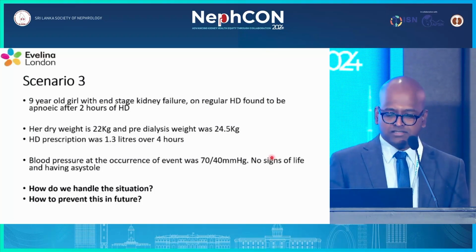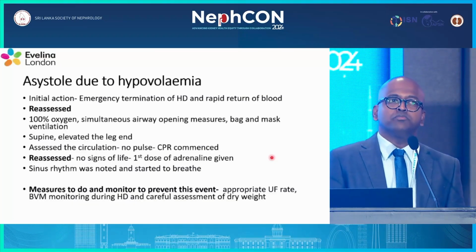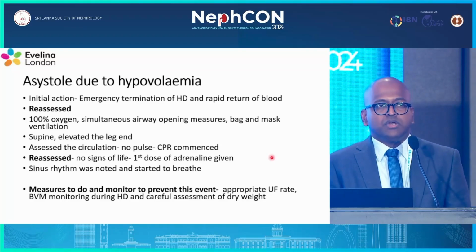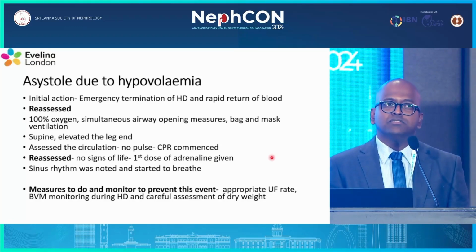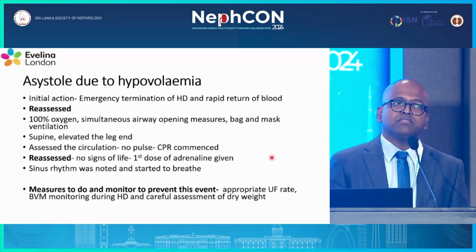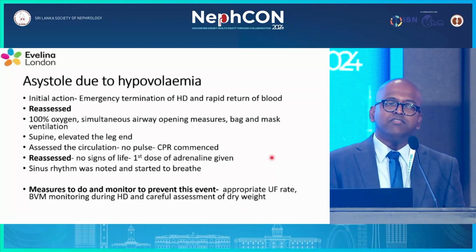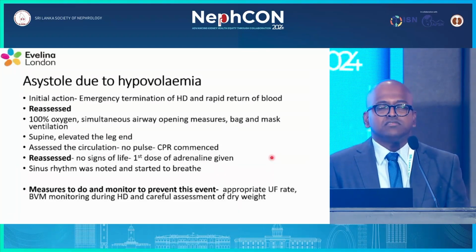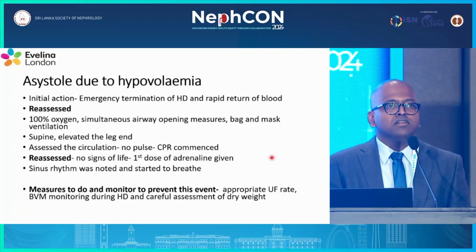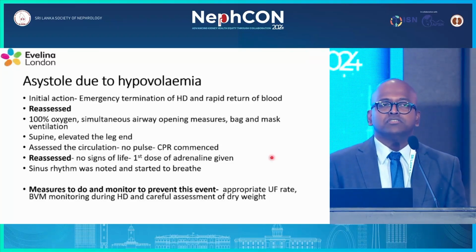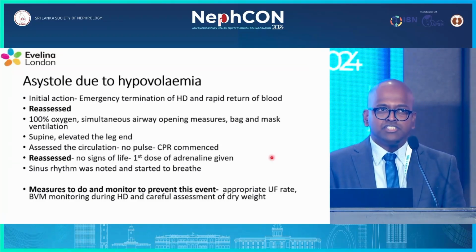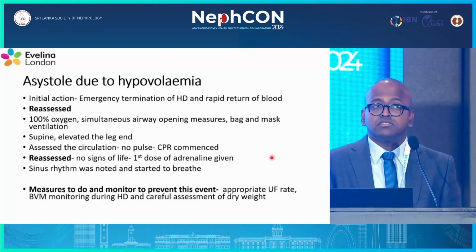Again, APLS. So we know how we approach asystole. So the working diagnosis would be asystole due to hypovolemia. The initial action would be to terminate the HD and rapidly return the blood. And we need to reassess: 100% oxygen, simultaneous airway opening maneuvers, bag and mask ventilation. They've done measures to elevate the leg end, assessing the circulation, no pulse, CPR commenced. Again, reassess. Adrenaline given, sinus rhythm restored, started to breathe.